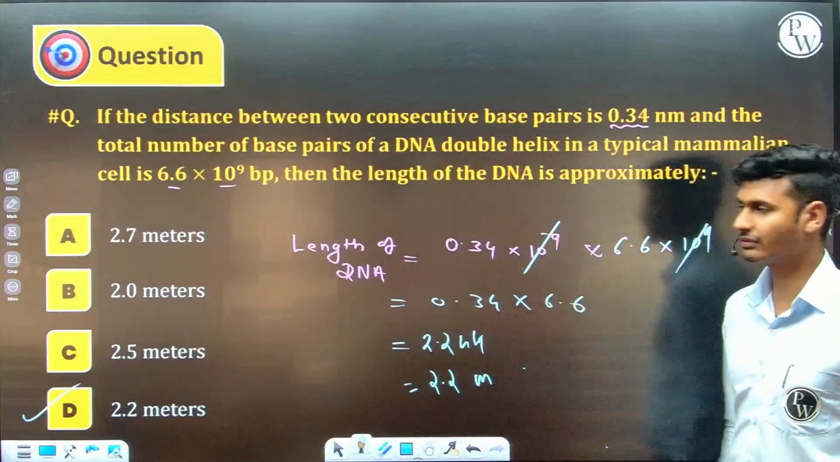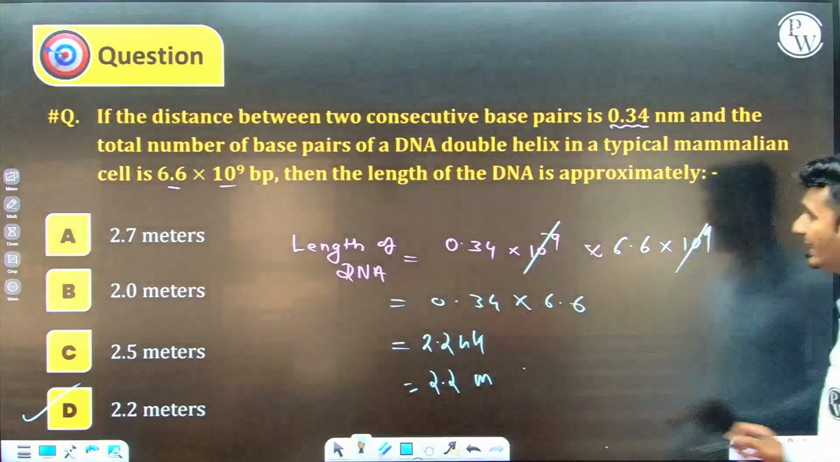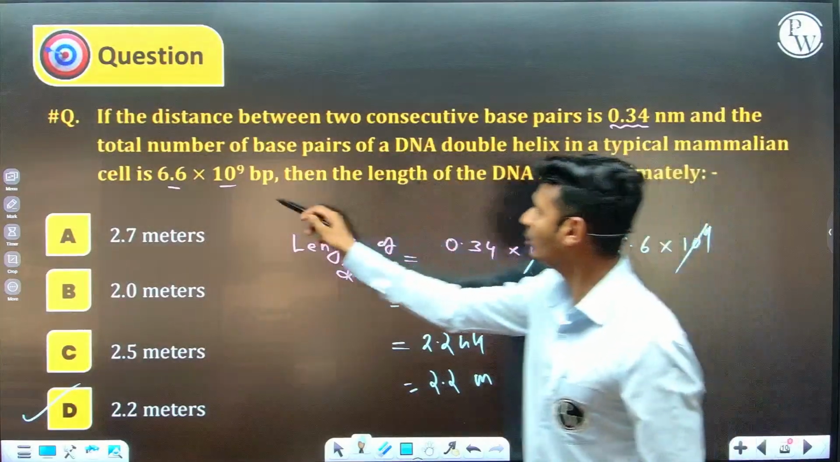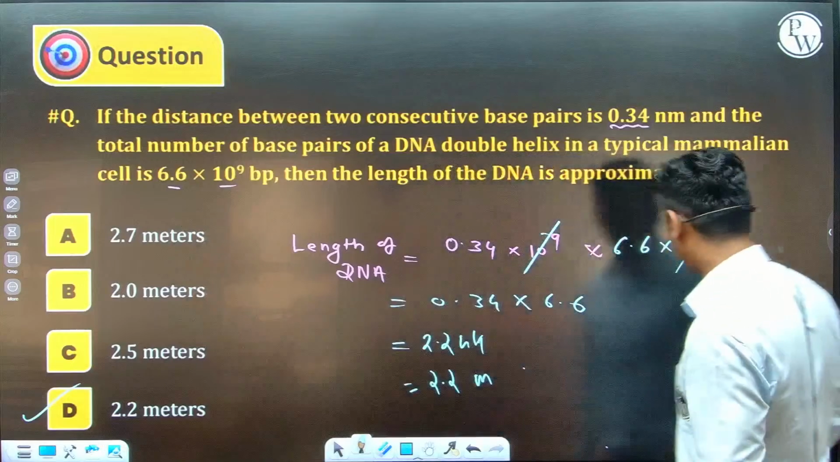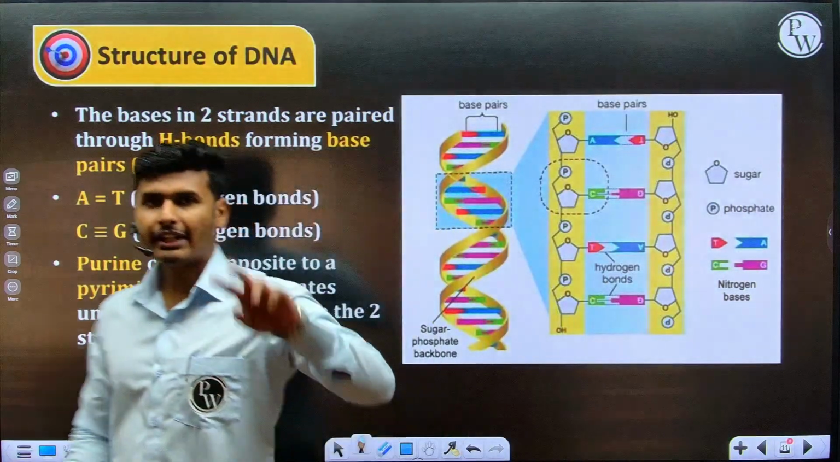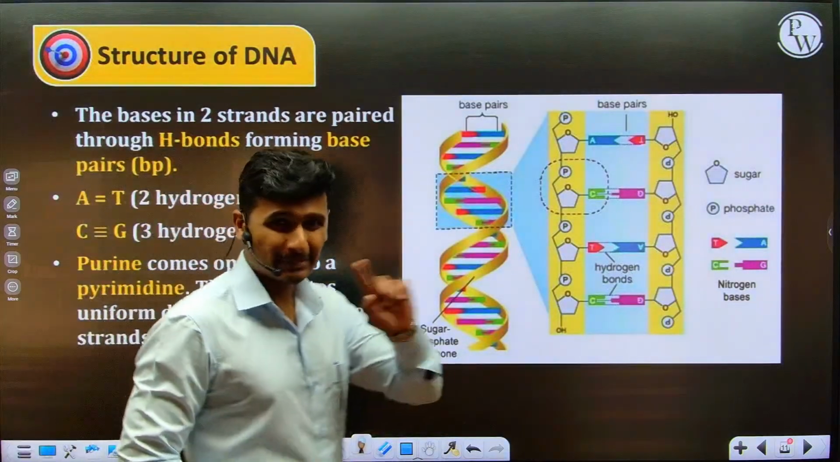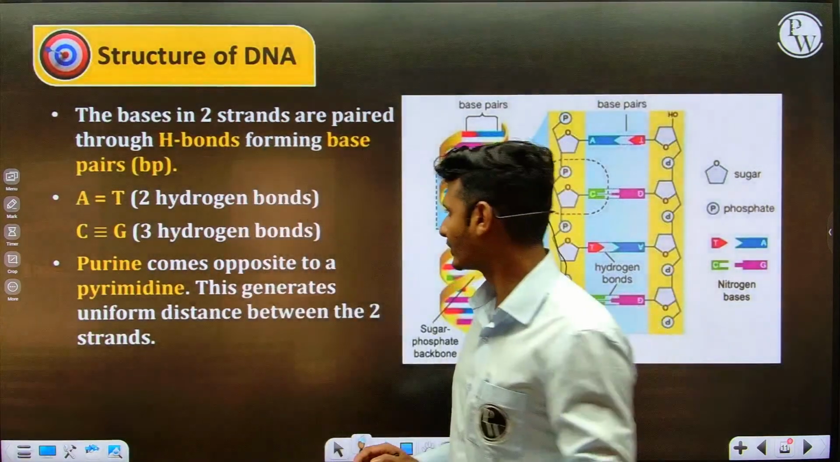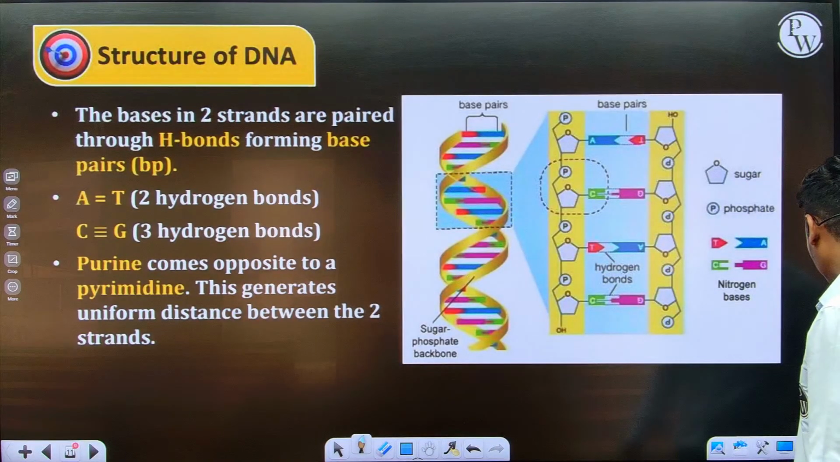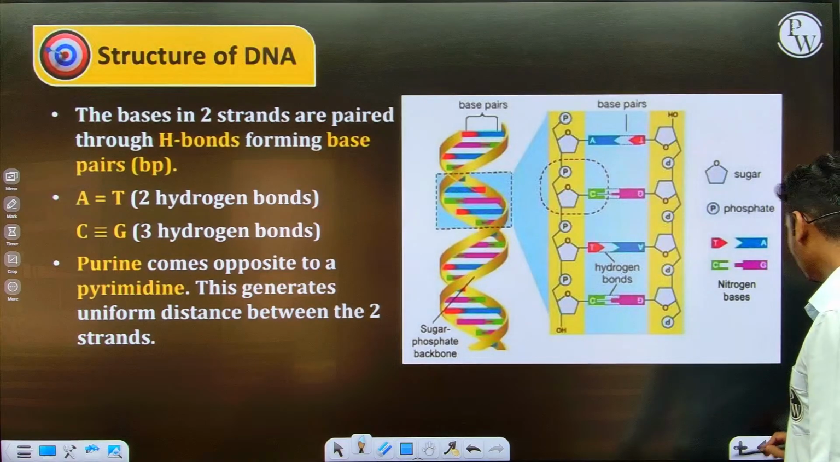This is the solution. What we did: length of DNA is equal to the distance per base pair into the total base pairs, so we calculated the complete DNA length. Now, there are two major rules. One is the base pair rule. The second one is the Chargaff rule. We are going to discuss these rules with the help of a blank slide.